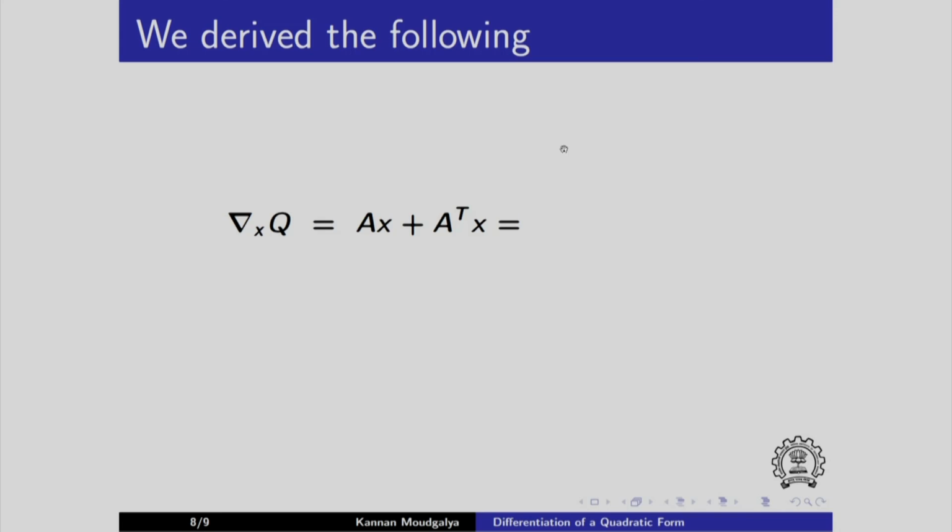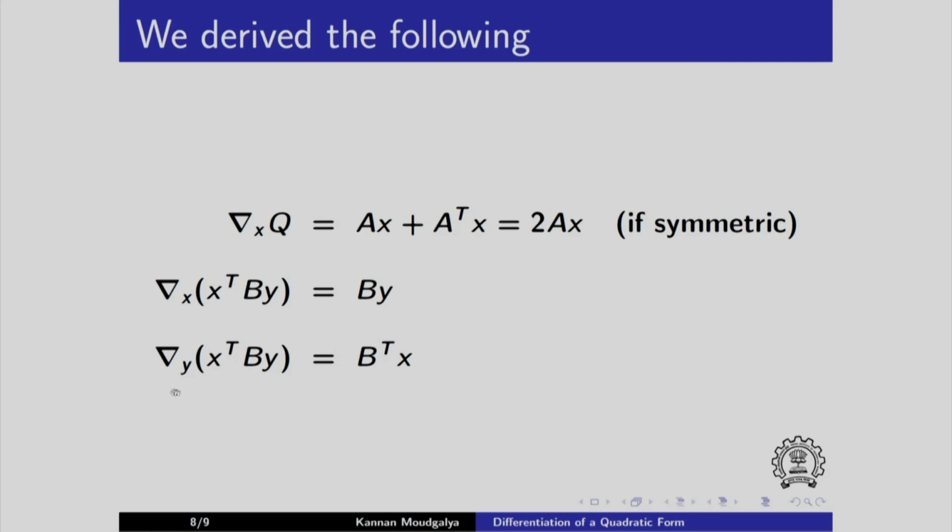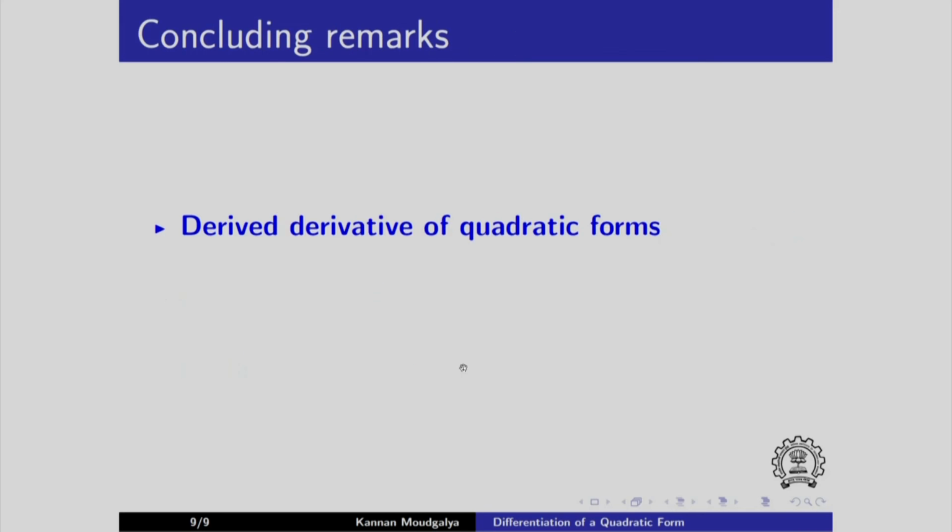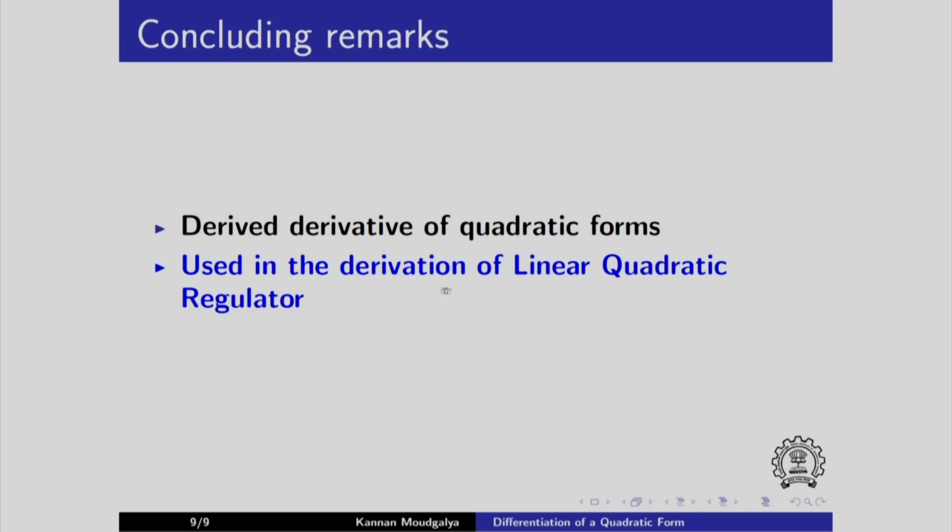We derived the following: del x of Q is given by Ax plus A transpose x. It is equal to 2Ax if symmetric. Then del x of x transpose By was shown to be By. We also saw del y of x transpose By to be B transpose x. To conclude, we derived derivative of quadratic forms. These are used in the derivation of the linear quadratic regulator. With this, we have come to the end of this presentation. Thanks for joining. Goodbye.